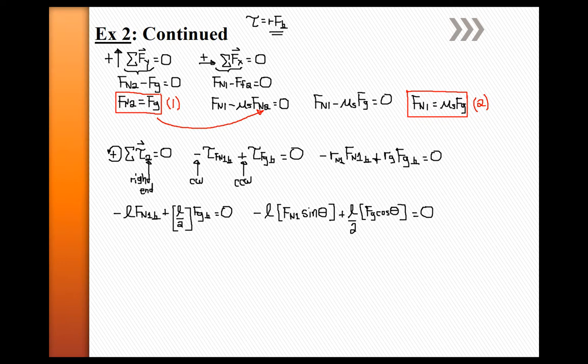Now I'm going to do one substitution here. I'm going to take this equation and throw it in for Fn1.